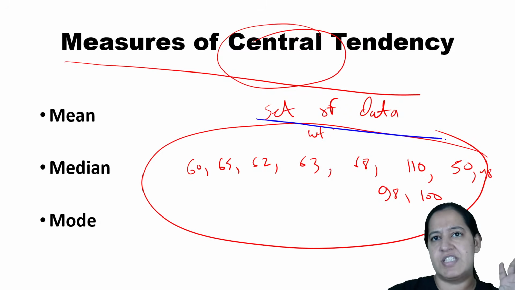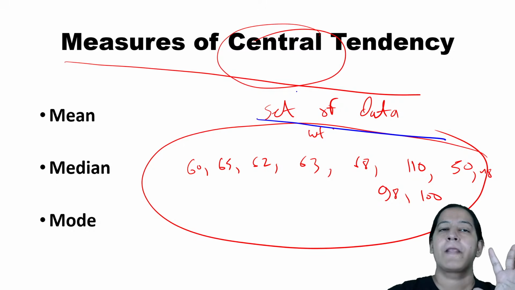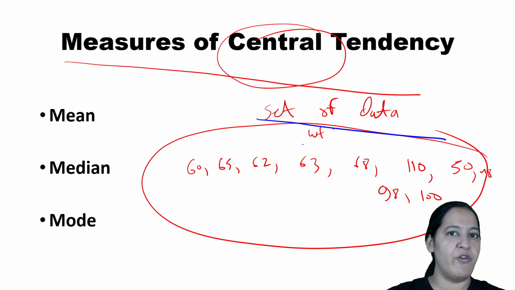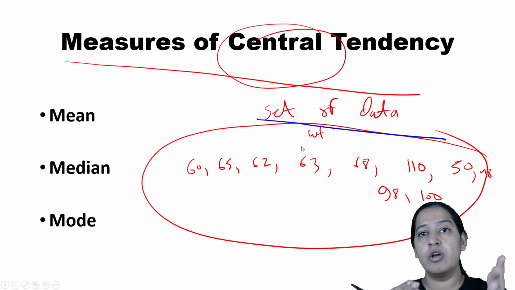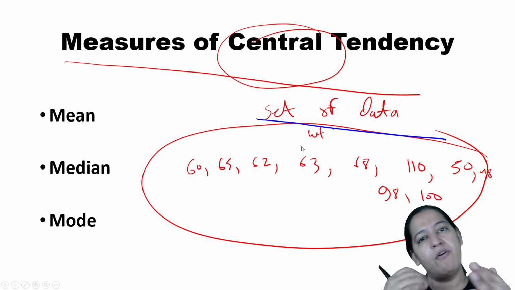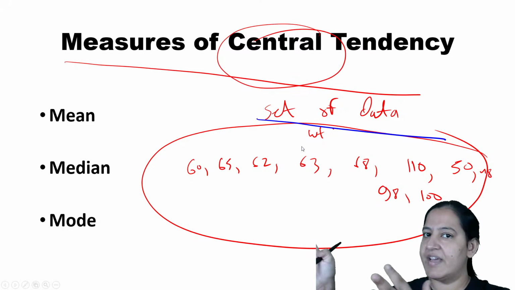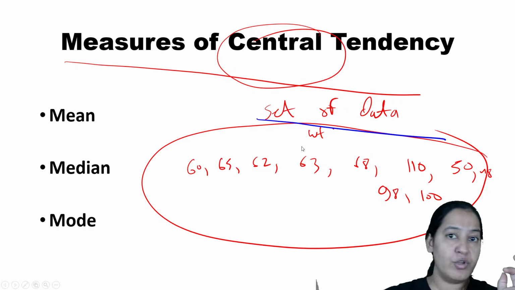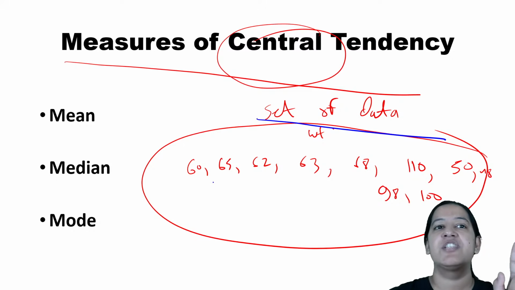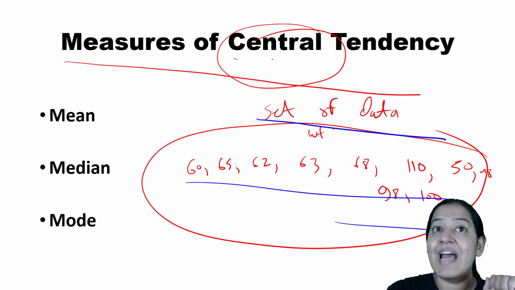It is a set of data. In this set of data, if I want to deliver this information to you, I'm a person who knows this information. I don't want to tell you 10 figures. I want to give you an overview that I have a set of 10 people having this weight. I want to give you one figure which represents all of them. So that is the central tendency.